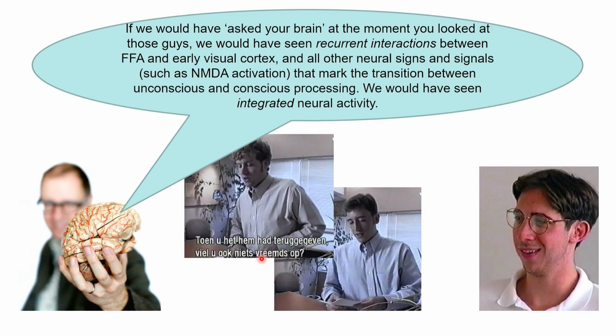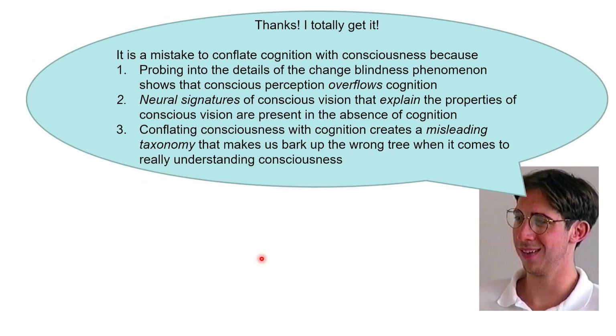And indeed, if you would have asked your brain at the moment you looked at these guys, you would have seen these recurrent interactions between fusiform face area and visual cortex and all the other neural signals, such as, by the way, the NMDA receptor activation, that mark this transition between unconscious and conscious processing. And we would have seen integrated neural activity. So I'm glad the guy gets it. That's the summary here of what recurrent processing theory is trying to achieve.